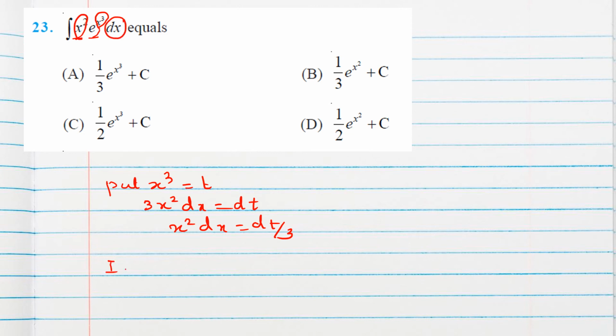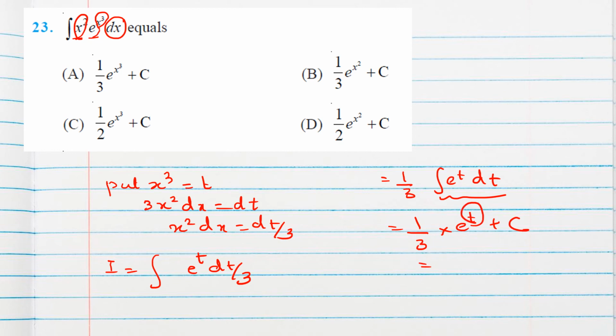So your integral will change into t terms, where x square dx you will write as dt by 3 and e power x cube, so e power t you can write. So 1 by 3 e power t dt. For this we have the same formula, e power t plus c. But t is what? e power x cube by 3 plus c. So option A is correct here.